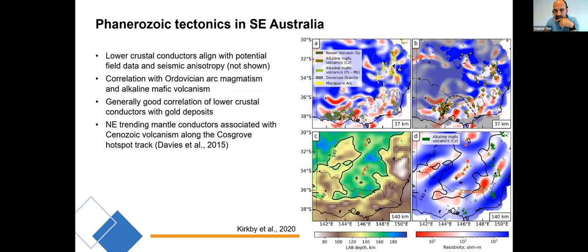And similarly in the MT, you also see that in the mantle conductors at about a similar depth, there seems to be a correlation again for these higher conductivity anomalies associated with where you had some of the metasomatized mantle, that is maybe driving some of the volcanism.